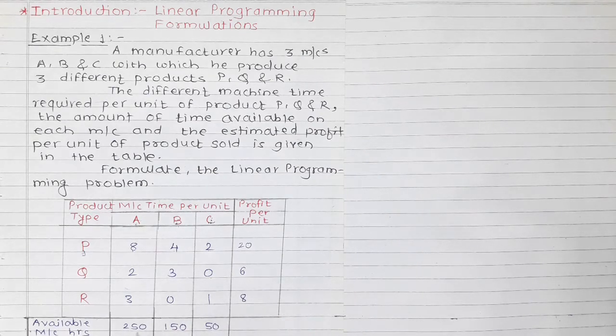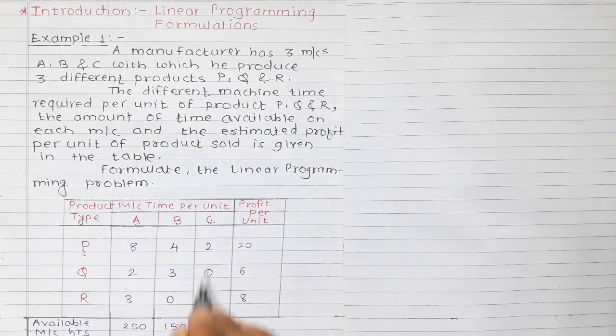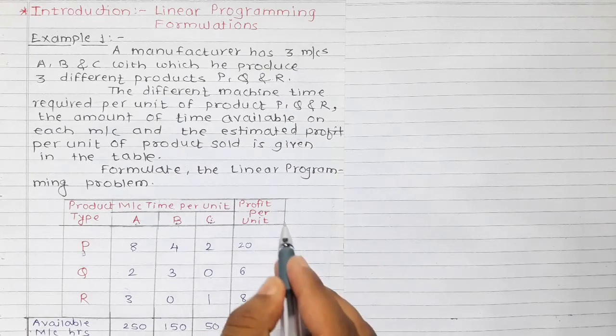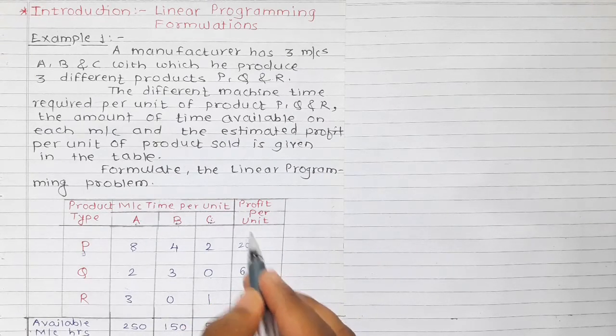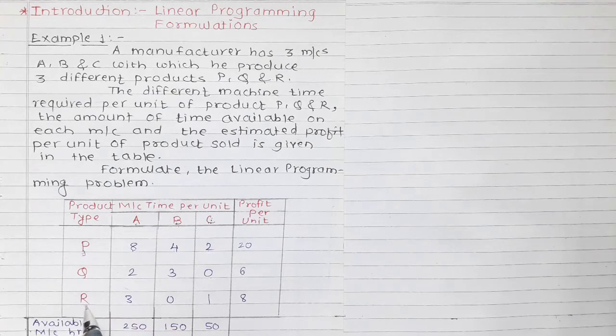Okay, so he has only 250 hours for machine A, 150 hours for machine B and 50 hours for machine C. So with this constraint, with this limitation, he wants to maximize the profit, and for that purpose he has to decide the units of product P to be manufactured, the units of product Q to be manufactured and units of R to be manufactured so that he can get the maximum profit.